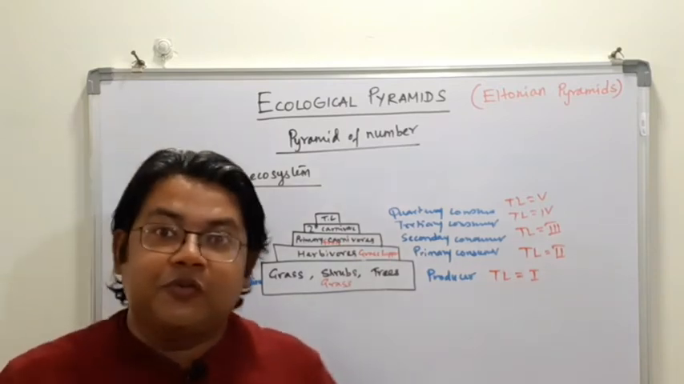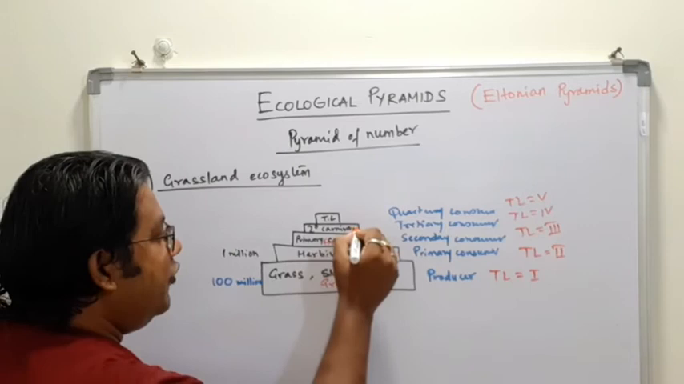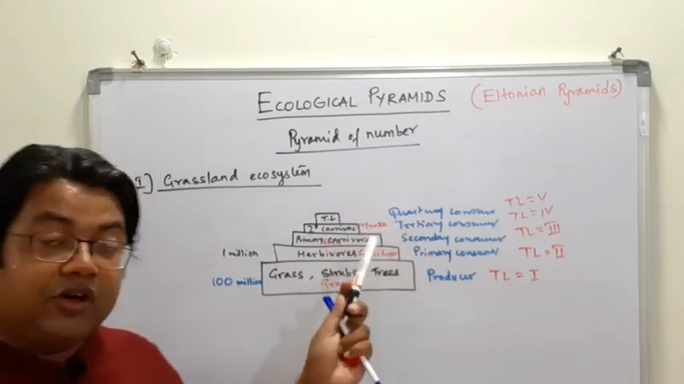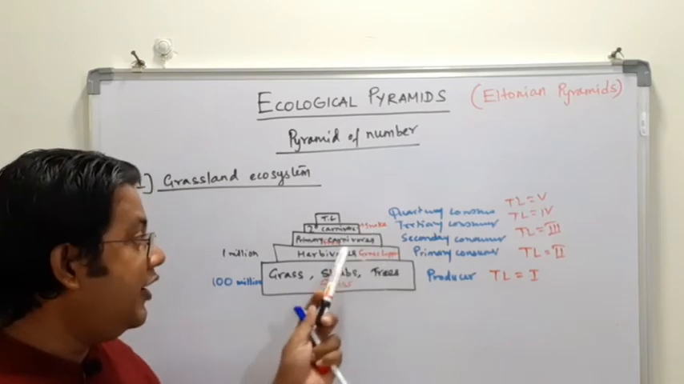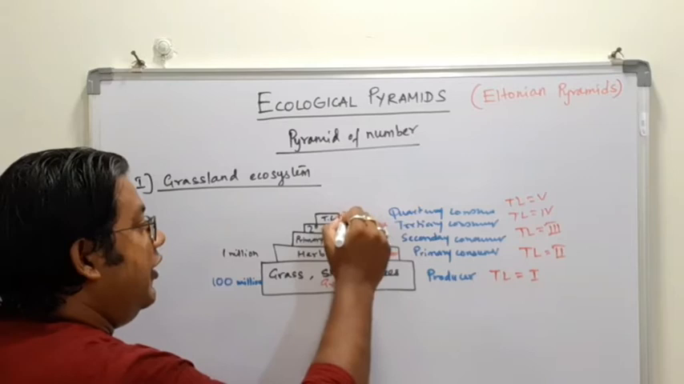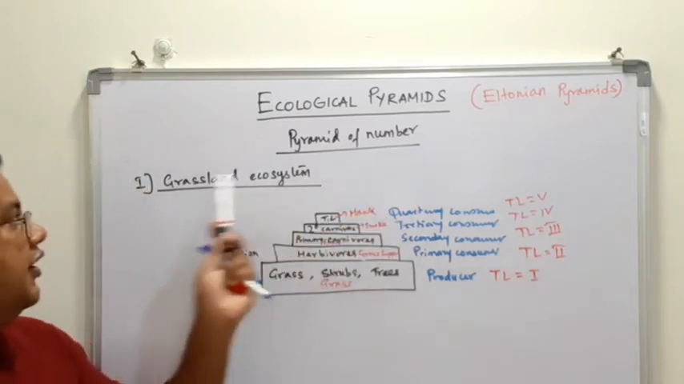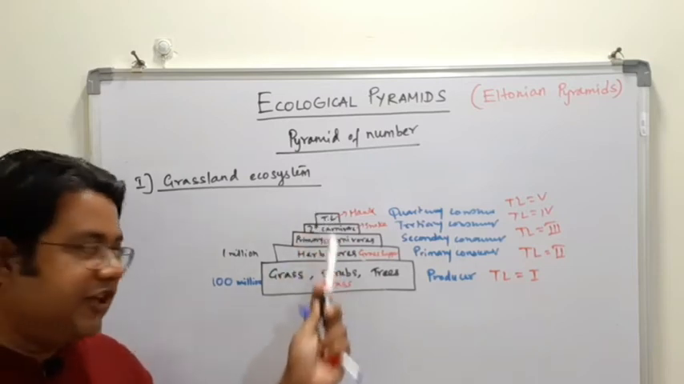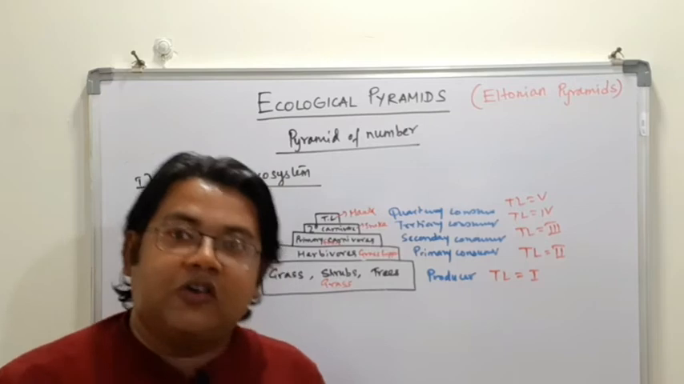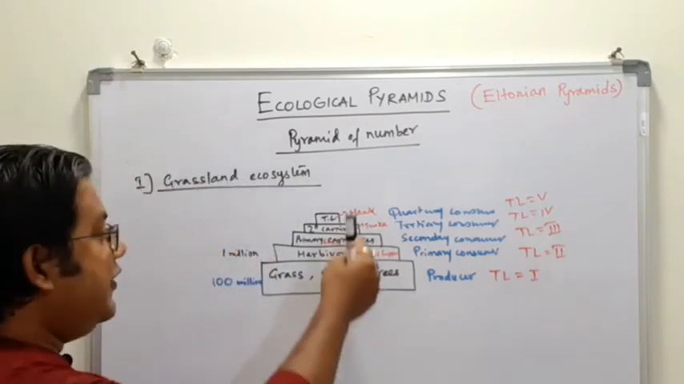The number of frogs will be less as compared to the grasshoppers. Similarly, the secondary carnivore, which is the snake, we are considering only number, the number of snakes will be less as compared to the frogs, and the hawk, which is the top carnivore of this grassland ecosystem and this food chain. So the number of hawks, the top carnivore, will always be less as compared to the snakes.